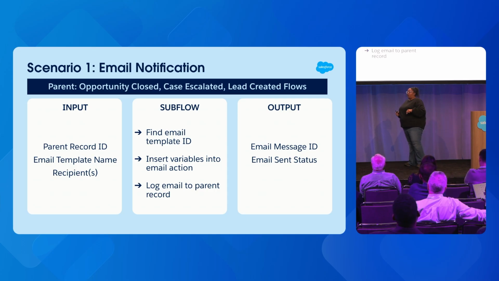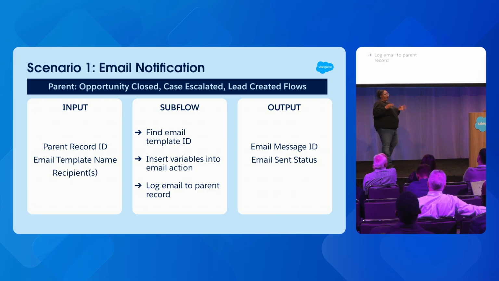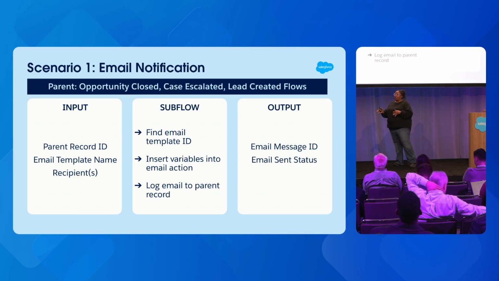Within your parent flow is where you can identify the name of the template or under what circumstances that email should be sent, all of the logic that determines if this should be sent. But the actual sending, querying for that ID for the template, all of those details can be held within that subflow. And you can use this across other flows. And whatever the outputs are, you can determine what you do with those within each parent flow.